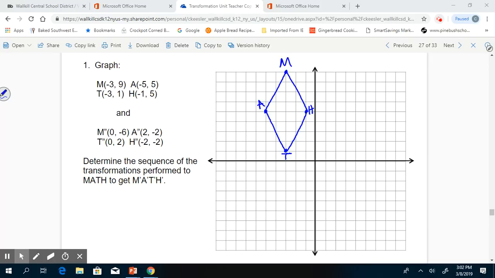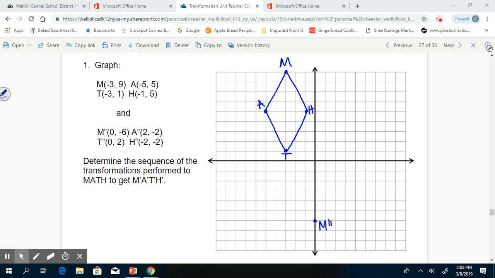Then we're going to graph our second shape as well, which notice there are 2 primes, so that's our hint that 2 things have occurred. So we're going to start with M double prime is 0, -6. So staying at 0 and going down 6.